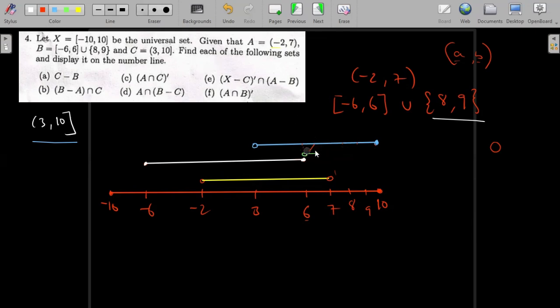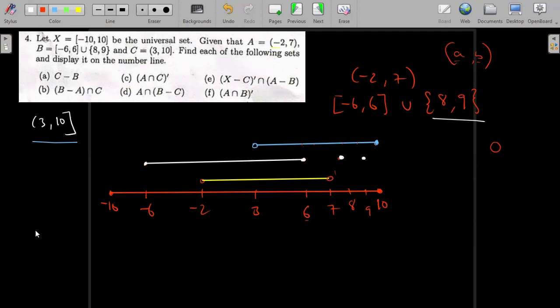Okay, all right, so let me write back. That has to be in white. I'll shade in again. That is 8 and 9, like this. So okay, now the second one.